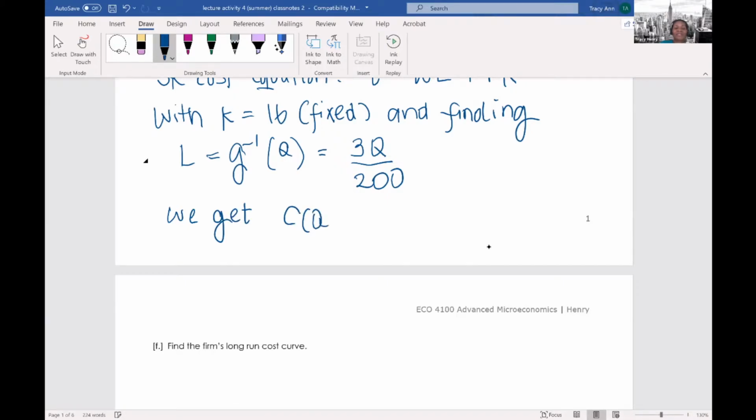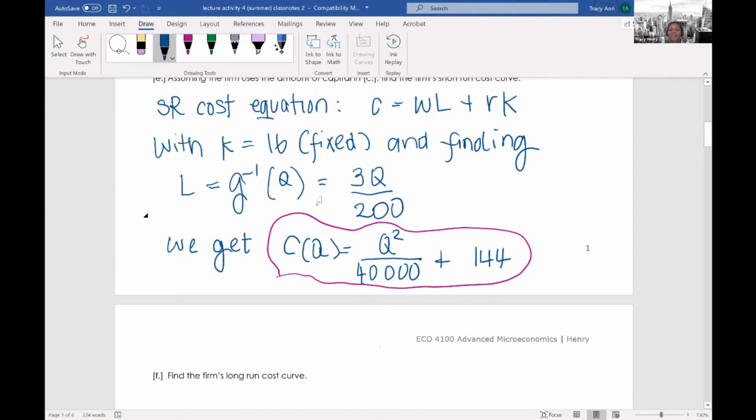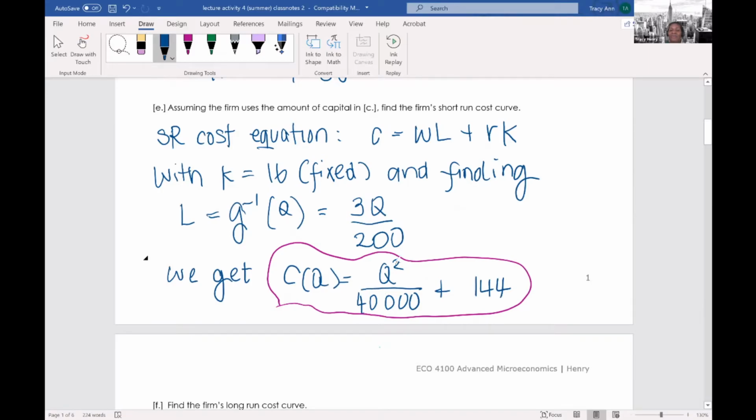So with all of this, we get that our cost function as a function of quantity, looking at my cheat sheet, is equal to Q squared over 40,000 plus 144. In other words, I was able to substitute into my cost equation the labor function as well as 16. So here at K, I put in 16, and here at L, I put in 3Q over 200. And from that substitution, I was able to get my answer that, wait a minute, I think I made a mess. You guys are supposed to tell me the arrows as you see them. If you don't tell me the arrows, I'm going to imagine that you're not here, or you're already sleeping, which is pretty weird because we just started.